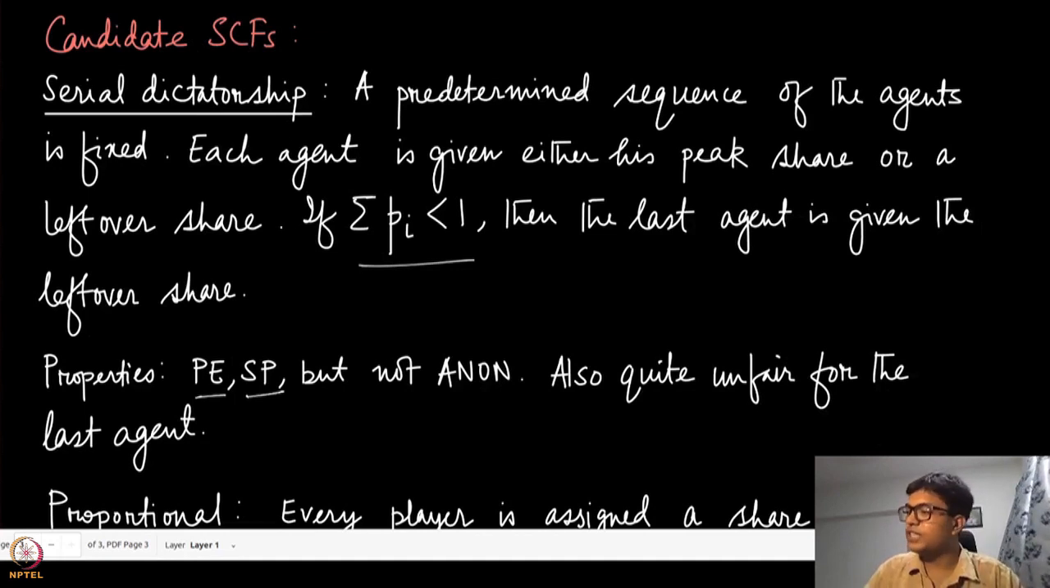But what you can observe is that this mechanism is not anonymous, because there exists a predetermined sequence, and all the shares are written with respect to their names. So if we change the permutation or if we rename them, then the predetermined sequence will still go with respect to that ordering, which are the numbers. Because now the agents have been switched and their picks have been switched, they will get a different allocation. So the allocation does not remain the same, and that's why it is not anonymous. You can think about it a little more carefully and figure out that this is not anonymous.